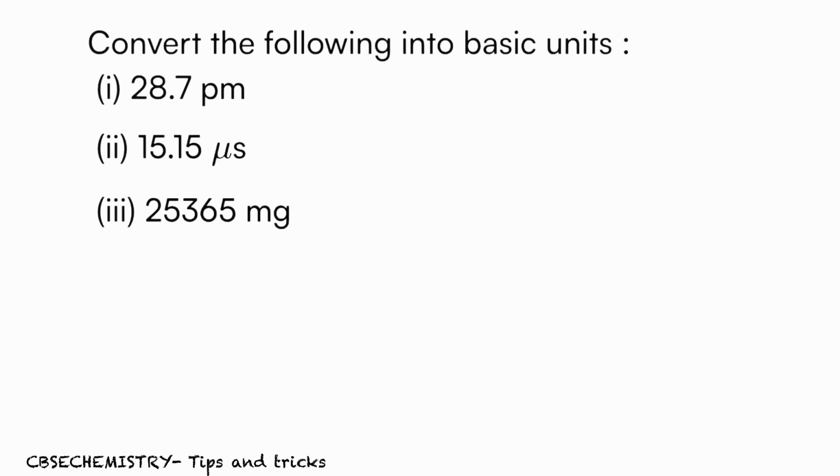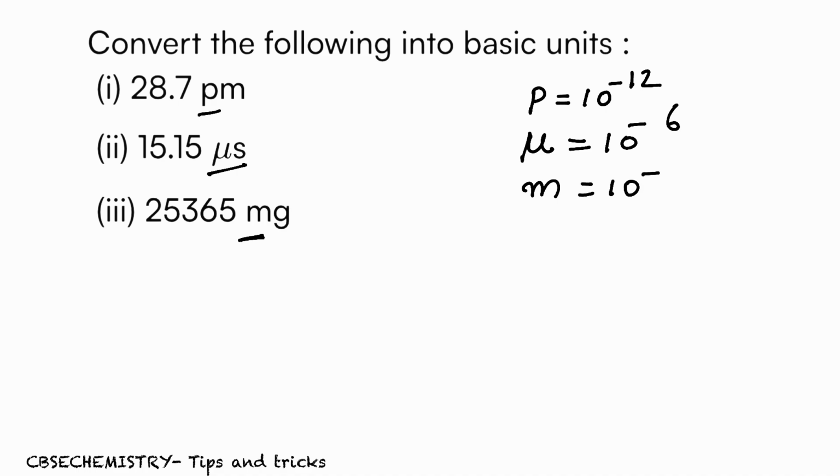Convert the following into base units. First one is 28.7 picometer. Okay, we can try that question first. For doing this question, first of all, you must know what pico means: 10 raised to minus 12. Second one is micro, 10 raised to minus 6. And third one is milli, right? Milli is 10 raised to minus 3. This you must know. I will say a simple trick, okay?